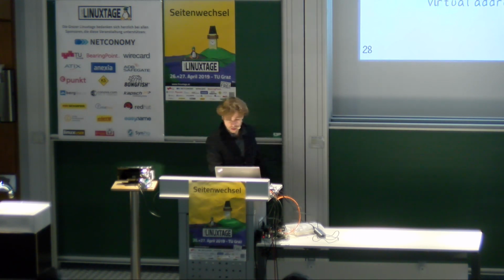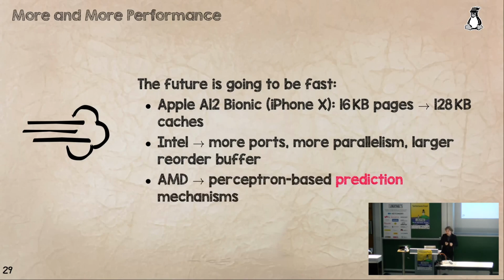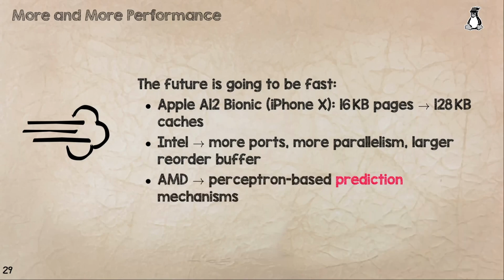So let's continue with the performance talk I wanted to give here. As I said, Intel introduced more ports, more parallelism, larger reorder buffers. This is really, really good because things are getting faster. And let's also look at AMD. AMD, in their most recent processor designs, introduced a perceptron-based branch prediction mechanism. This is great because the branch prediction gets better.